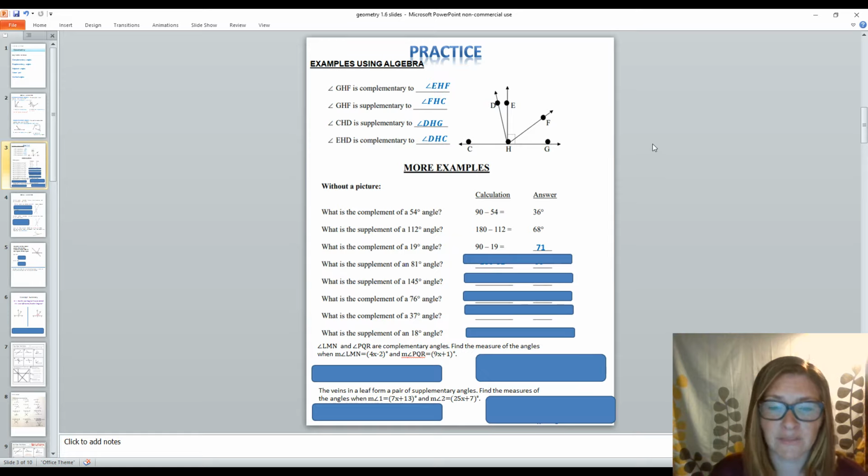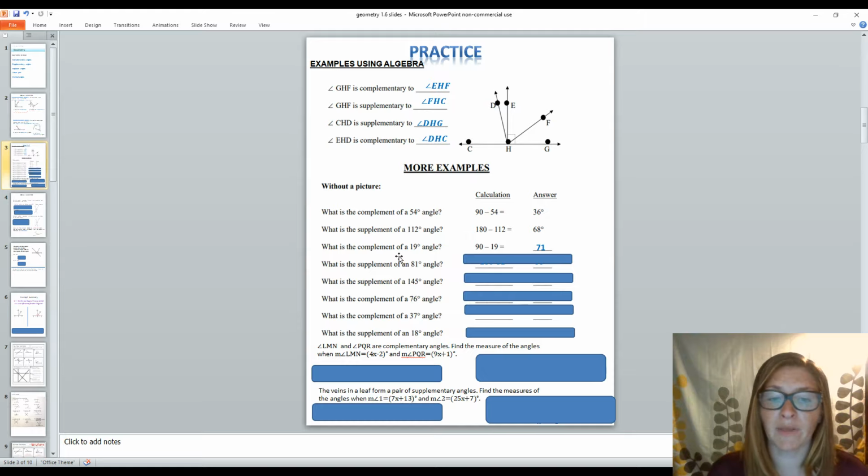All right, so let's look at more examples without diagrams. What is the complement of a 54-degree angle? Complement goes with complementary, so that means we're looking for the other piece to this angle pair. So 90 minus 54 equals 36. 90 is coming from that term complement. What is the supplement of a 112-degree angle? 180 minus 112 equals 68. Again, 180 is coming from that term supplement.